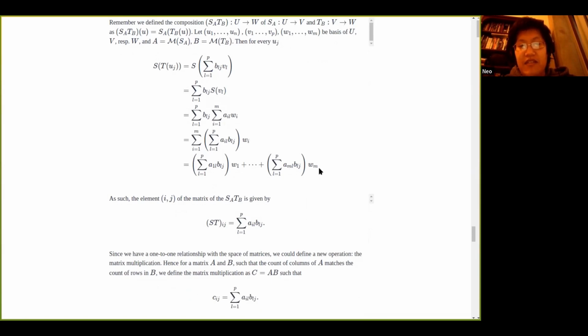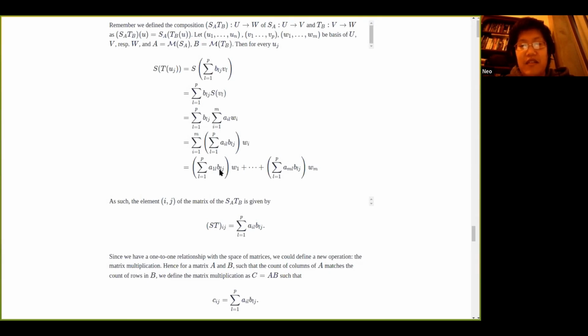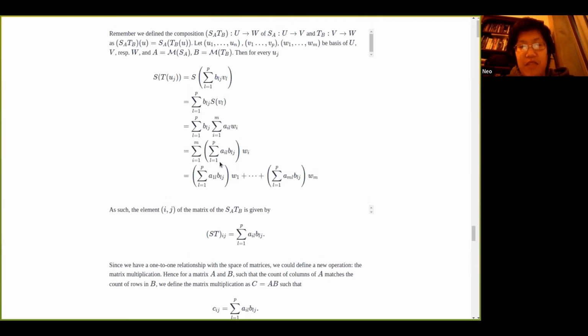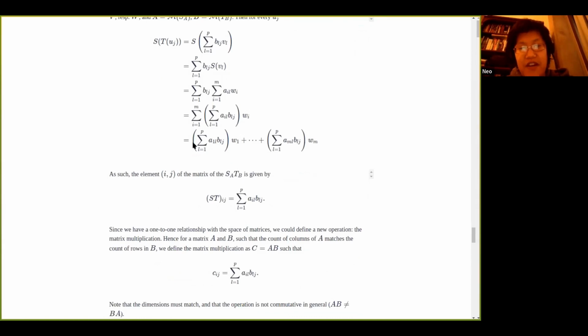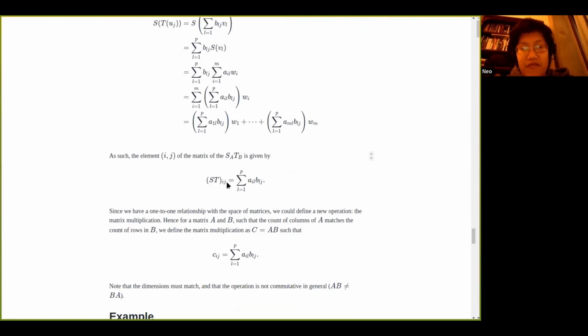And here we see that the coefficients in front of the W's get into this operation, which is simply a sum: for the first vector, you do the dot product between the first row of A and the j-th column of B, because we were using uj. And this actually proves and defines what the product of two matrices is. If you take the product of two matrices, the coefficients are just these expressions here.